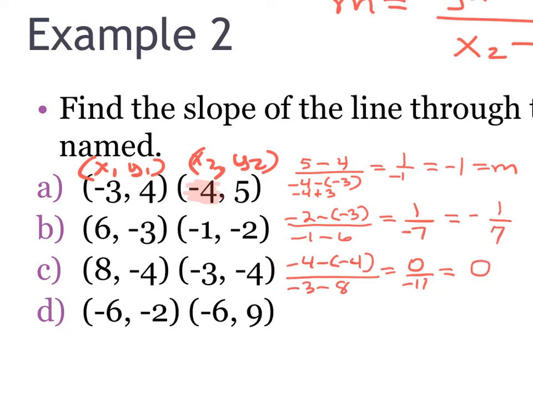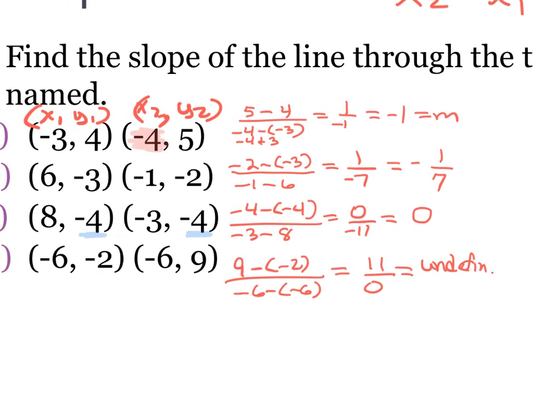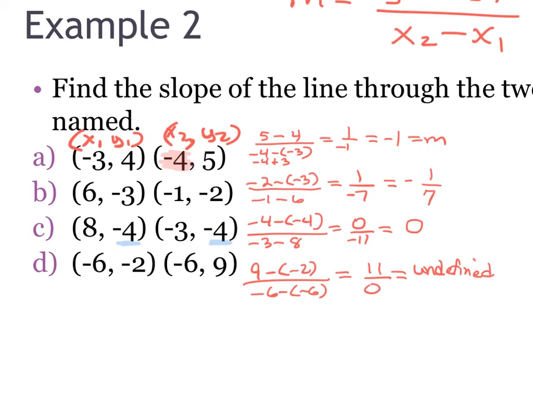This is going to be a horizontal line if I were to graph it. Another key thing to look at is that the y's of your ordered pairs are the same, so this would be a horizontal line. And then the last one will be an example of a vertical line. Again, 9 minus -2 over -6 minus -6, which gives me 11 over 0. Whenever there's a 0 in the denominator of a fraction, that is an undefined slope. Again, notice your x's this time are the same, indicating that this would go through the x-axis at -6.